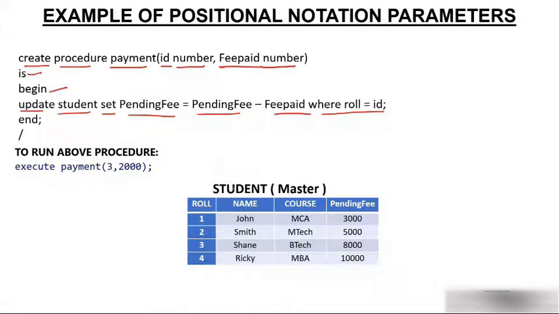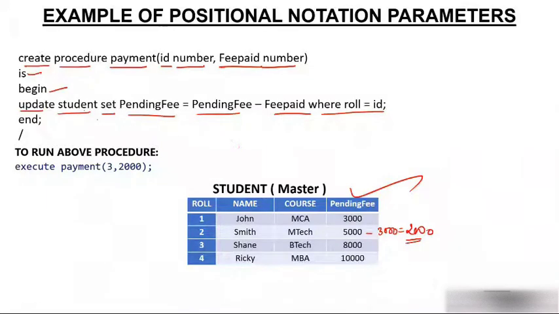So you have a table called student, and there you are updating student and setting pending fee. There is a column called pending fee, where pending fee equals pending fee minus fee paid. Obviously, suppose Smith is doing MTech and his pending amount is 5,000. If he comes and says kindly submit my 3,000 rupees, then the pending fee will be pending fee minus fee paid, and this will be equal to 2,000.